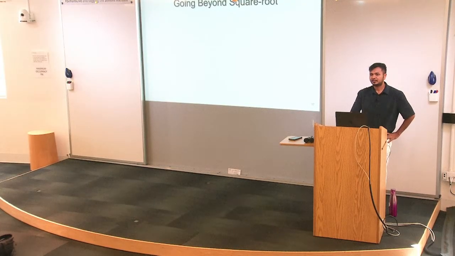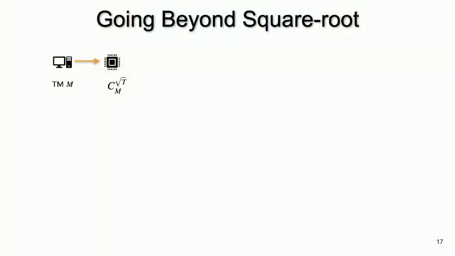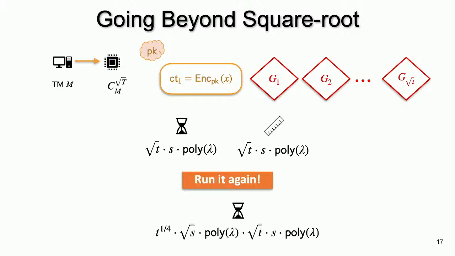Okay. Great. So now one natural strategy after hearing all of this is: if I want to go beyond square root, I have something which gives me square root compression, so why don't I bootstrap it, run it over and over again? Square root t will give me t to the 1/4, and hopefully it gives us something more, right? So we have this construction which takes square root t times s times poly lambda dependence. I run it again. So what happens here? I get square root dependence in time. So I get t to the 1/4 times square root s times poly lambda.